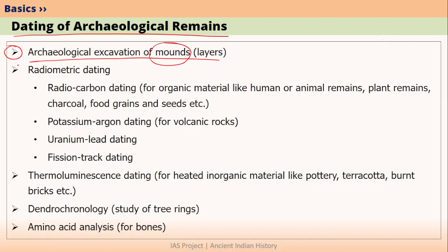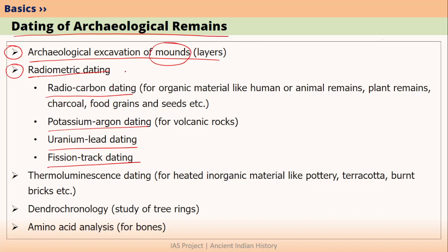The next and the most popular scientific method for dating archaeological remains is radiometric dating. Radiometric dating is actually a family of many types of dating methods. The most common ones within radiometric dating are radiocarbon dating, potassium argon dating, uranium lead dating, and fission track dating. You don't need to go much into the details of this. Please understand the scientific methodology or concept behind this.